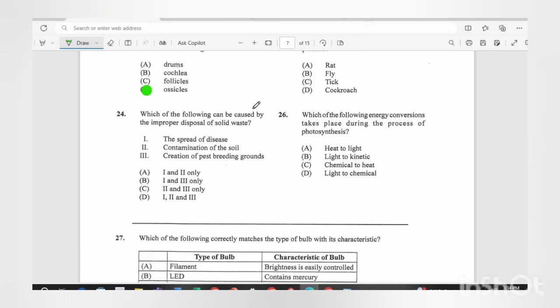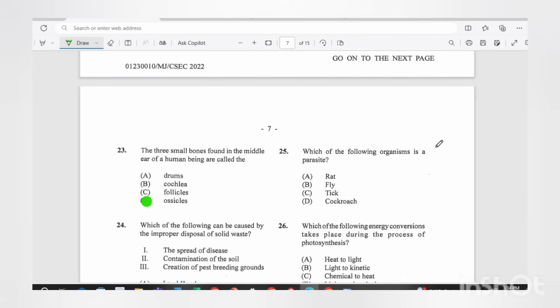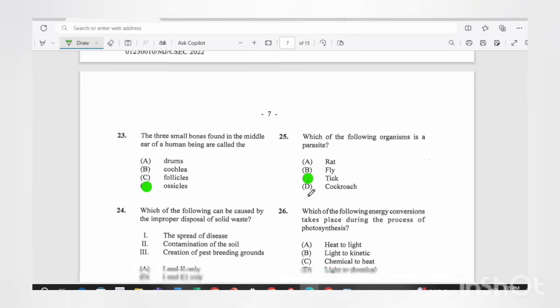24. Which of the following can be caused by the improper disposal of solid waste? Is it the spread of disease, contamination of the soil, or creation of pest breeding grounds? If you answered D, all of them, then you are correct. 25. Which of the following organisms is a parasite? Is it A, rat, B, fly, C, tick, or D, cockroach? Answer there is C, a tick.